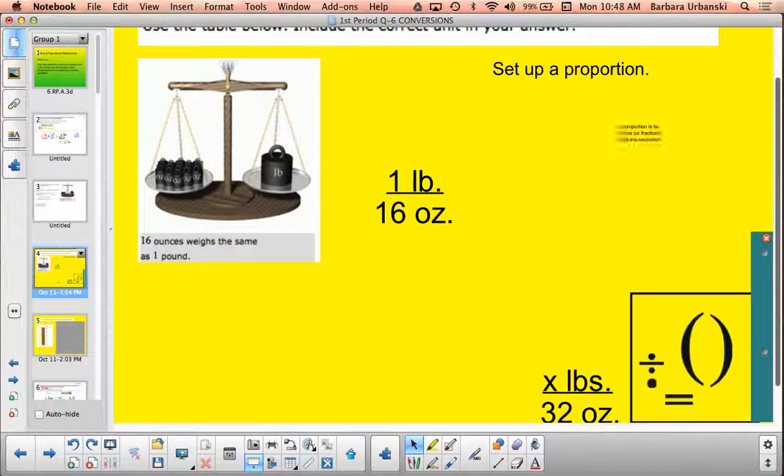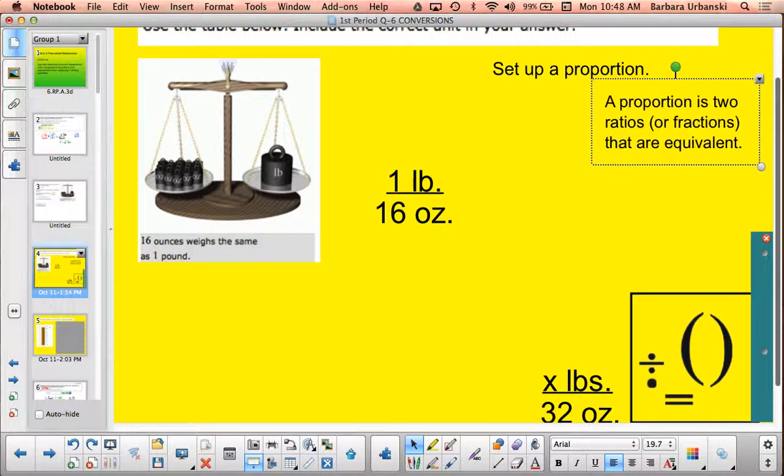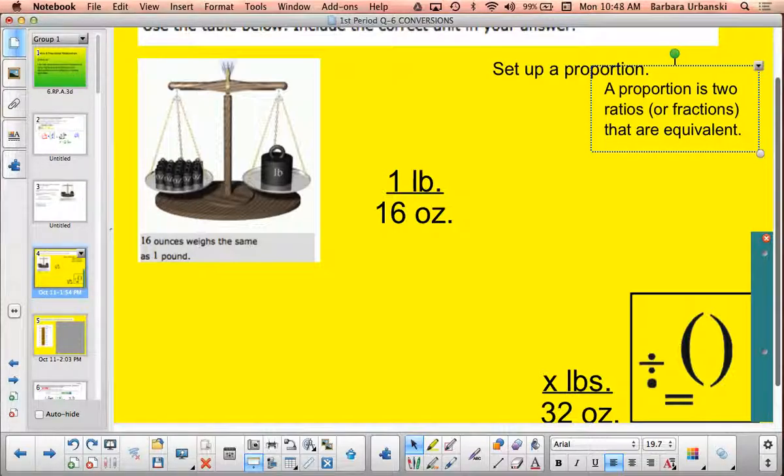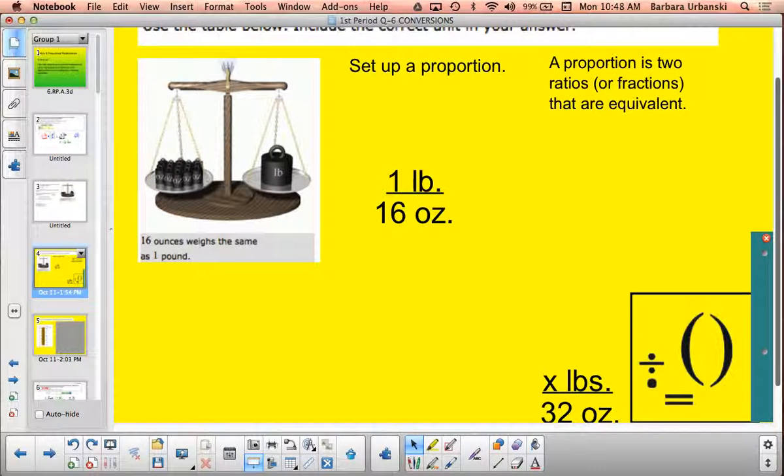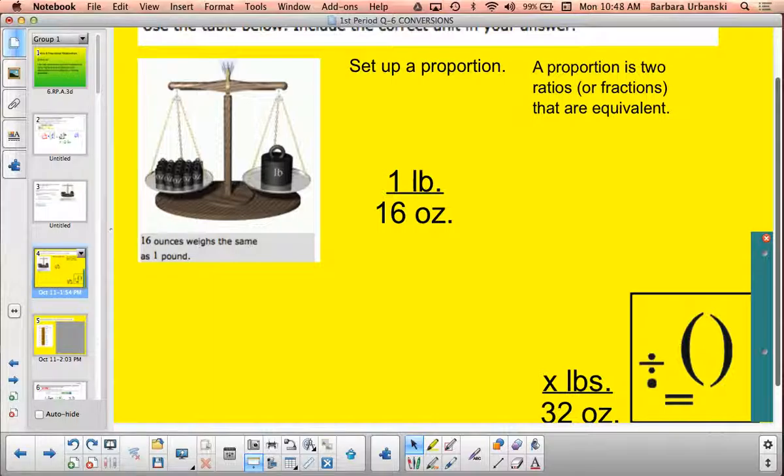And if we talk about what a proportion actually is, simply stated, a proportion is just going to be two ratios or fractions that are equivalent. They'll be equal. So because they gave us the information that 1 pound equals 16 ounces, what we need to find out now is if Deshaun purchased 32 ounces, we want to know how many pounds that would be.